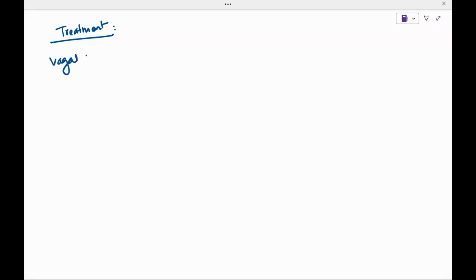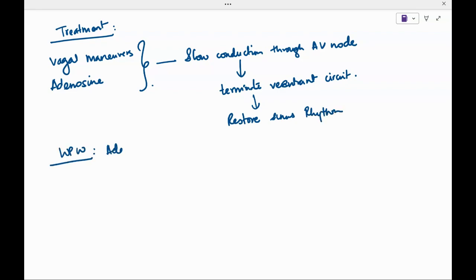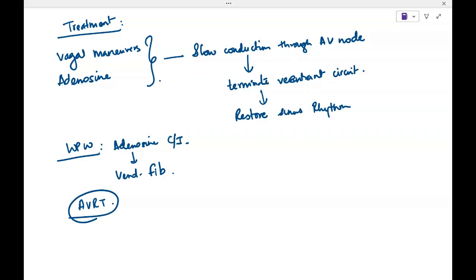So the treatment is vagal maneuvers and adenosine. These will slow the conduction through the AV node. They will terminate the reentrant circuit and restore normal sinus rhythm. Now in WPW syndrome, we should avoid adenosine as it is said to trigger ventricular fibrillation. But sometimes when the AVRT is caused by WPW syndrome, the patients are undiagnosed for that WPW component. So in such cases, adenosine might be given as a standard treatment of AVRT.